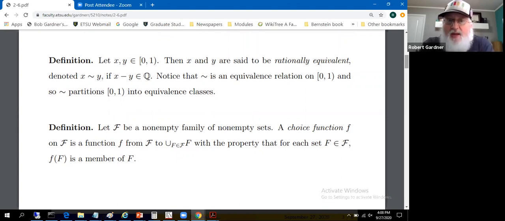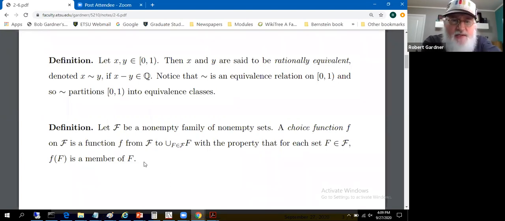I have a supplement prepared on the axiom of choice, best viewed before you get into this stuff. We'll define, for calligraphy F a non-empty family of non-empty sets, which is what we have with this family of equivalence classes, a choice function, lowercase f, on this collection, calligraphy F, is a function from the family to the union of all the elements of that family with the property that for each set F in the family, we have lowercase f of F is a member of F.